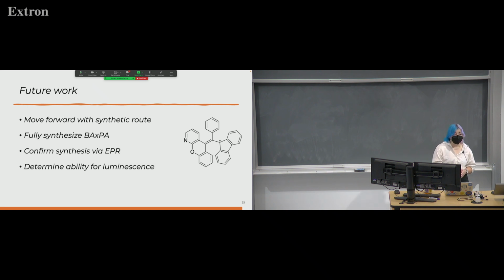Then we would want to see if we were successful in getting this compound to luminesce using the addition of our isoxanthone chromophore. And then if that was successful, the next steps would be to extend this method to see if we could attach any other potential chromophores to the BAxPA radical structure and widen the potential stable organic radicals that can luminesce, again, to apply to all those different kinds of materials and technologies.